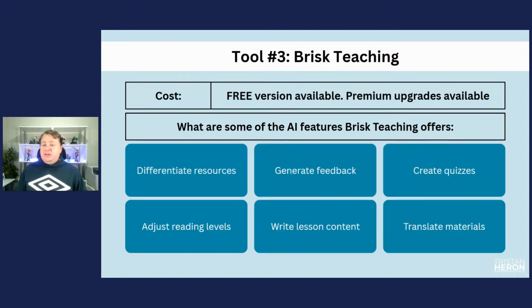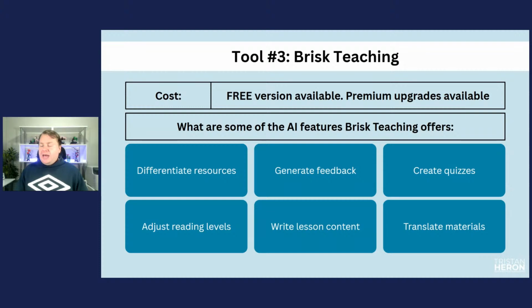So what are some of those different kind of AI features that Brisk offers? Okay, again, we can differentiate resources, and this is really great because obviously we can use Google Workspace tools and Microsoft 365. So if you're using those tools, Brisk might be something that you consider using, because we're not actually going to another tool to use Brisk, okay, because we're using that Chrome extension if you're using a Chrome browser.